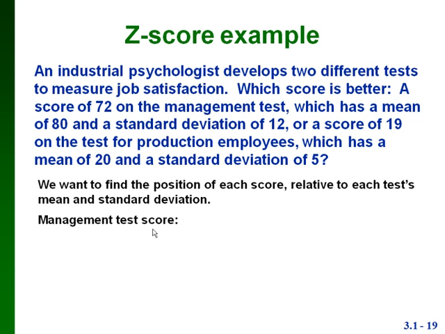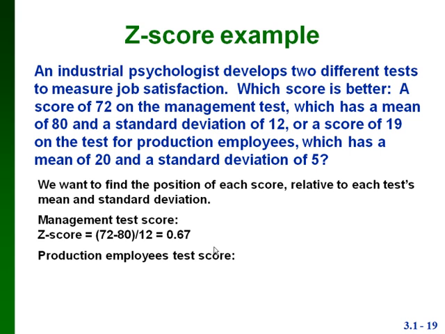For our management test score, we're going to use 72 as x, since that's the data value we're interested in. Our mean is 80 and our standard deviation is 12, so here is putting those 3 numbers into our formula. If we calculate that and round it to 2 decimal places, we get 0.67.